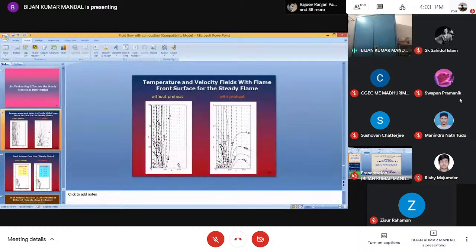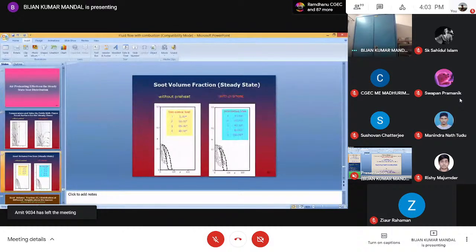These have already been discussed, but here you can see you have plotted three things: the flame, then the temperature contour and the velocity vector. Here also you have plotted the same thing for preheated air. That is also a very good technique. So at a glance, we will be able to see all three parameters here and compare. Here also you have shown the soot volume fraction, and that is to show that almost 4 times soot formation is taking place in the preheated air.